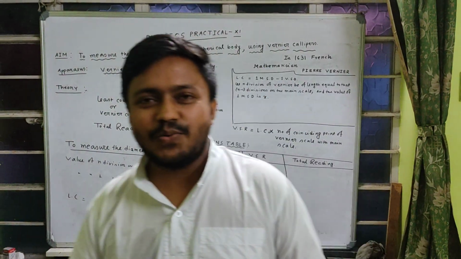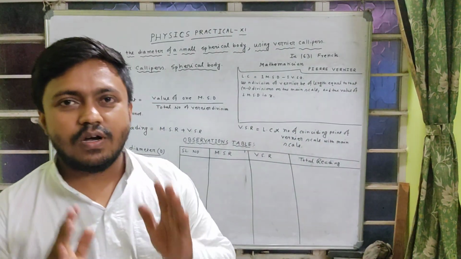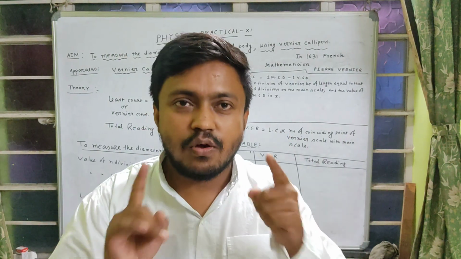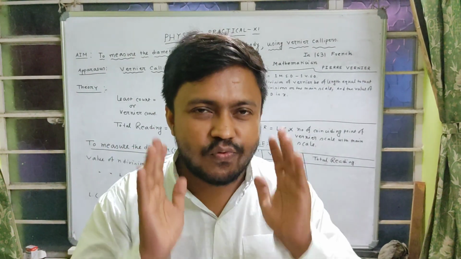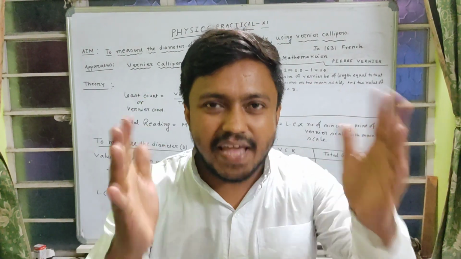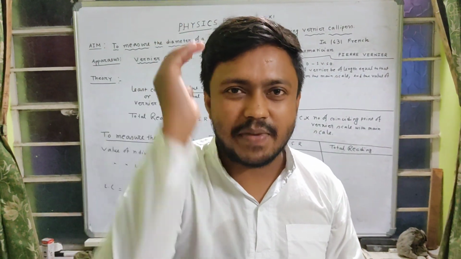Hello everyone. Today in this session we are going to perform one practical from class 11 physics. So, what is the first practical's name? We are using the vernier calipers. By using vernier calipers, we measure the diameter of a spherical body.